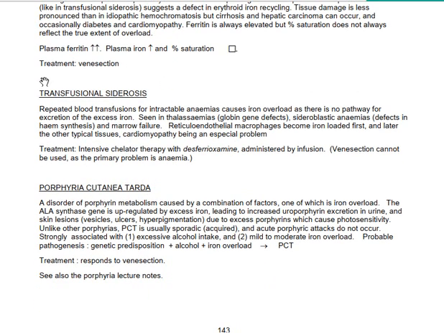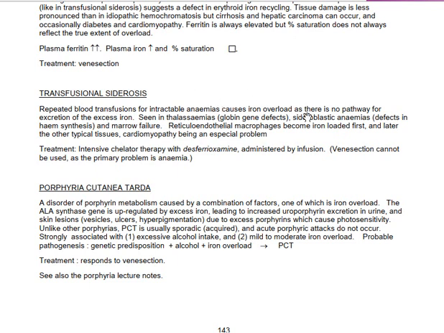Now we have transfusional siderosis. If you do repeated blood transfusion for intractable anemia, it's going to cause iron overload. Is it clear? There is no pathway for excretion of excess iron. You need to know that normal iron excretion is only by the GIT. There is no form of excretion of excess iron from the body. Is it clear? So this transfusional siderosis can be seen in thalassemia patients or even in sideroblastic anemia patients.